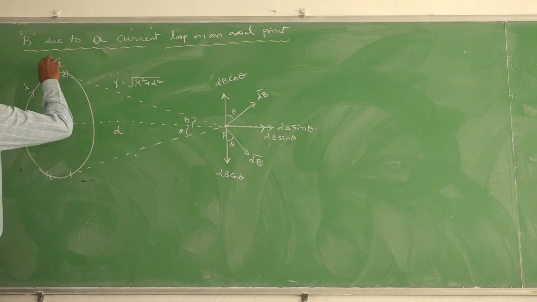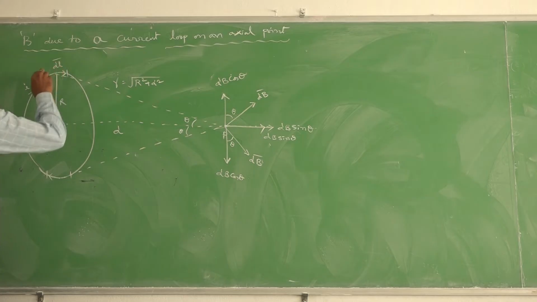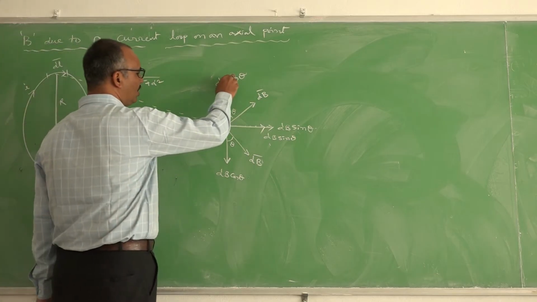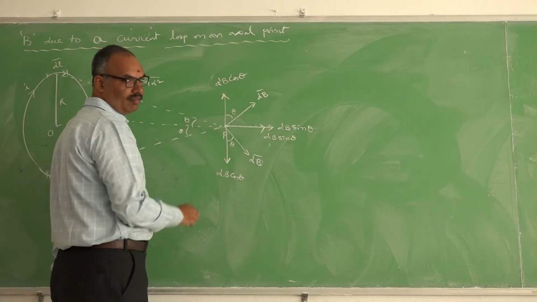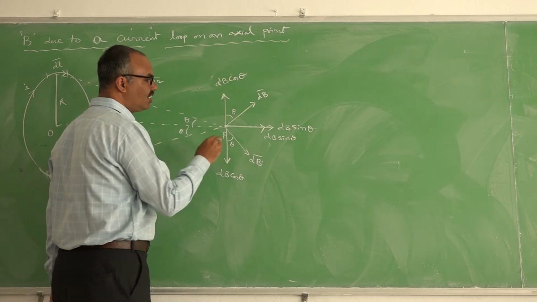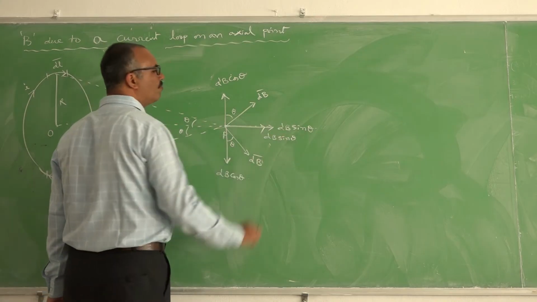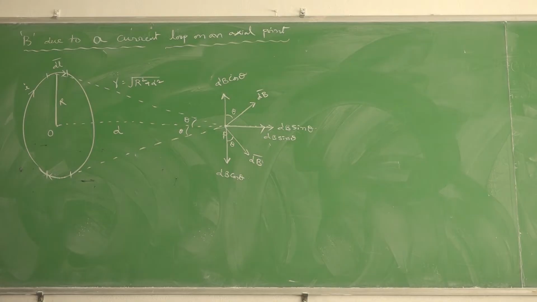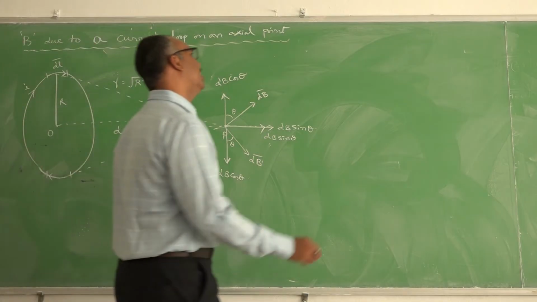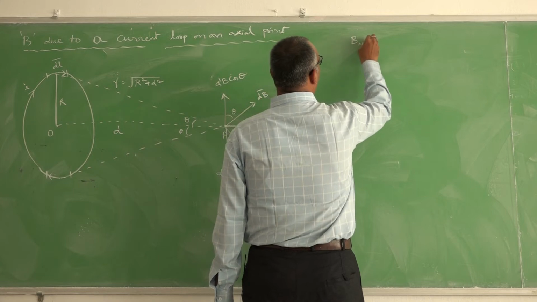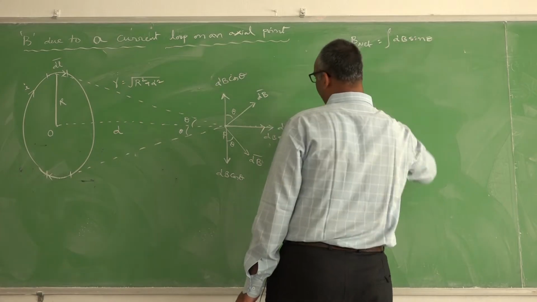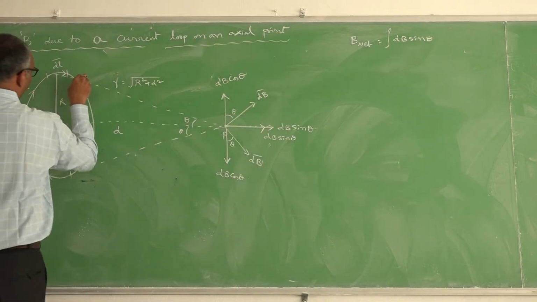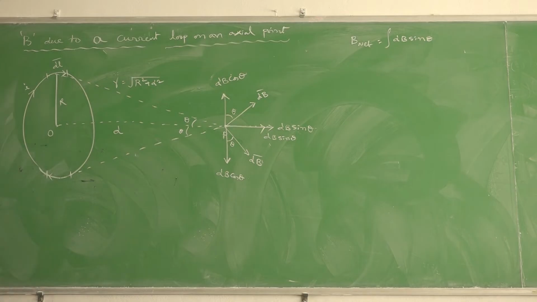But the magnetic field component, because of this element, is counterbalanced by this element's magnetic field component. That means dB cos theta because of the upper element and dB cos theta because of the lower element are balancing each other. Equal in magnitude, opposite in direction, they cancel each other. Only the sin theta components get added with each other. So net magnetic field is given by the summation of dB sin theta. By adding all the dB sin theta values because of each and every element on the circular loop, you will get the net magnetic field.